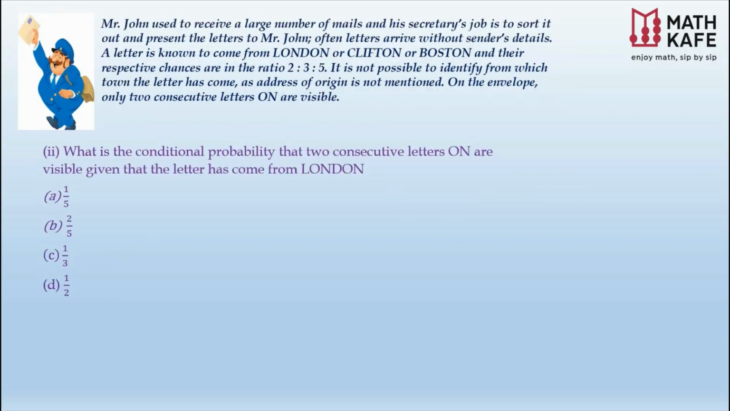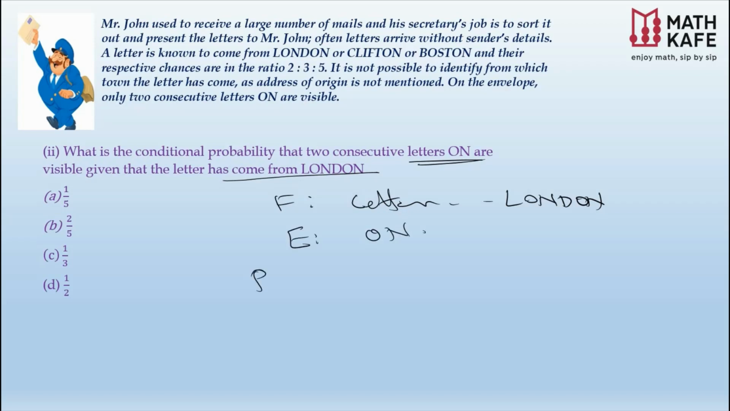What is the conditional probability that two consecutive letters ON are visible given that the letter has come from London? We already know that the letter has come from London. That is our event F. I'm just writing the details for a proper understanding. F means the letter has come from London. The required probability is that you need to find if the letters ON are visible. So E will be the letters ON are visible. So you need to find the conditional probability P of E given F.